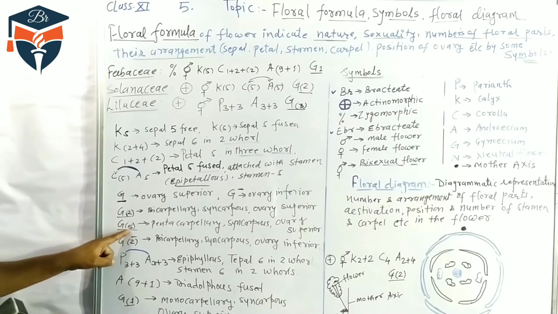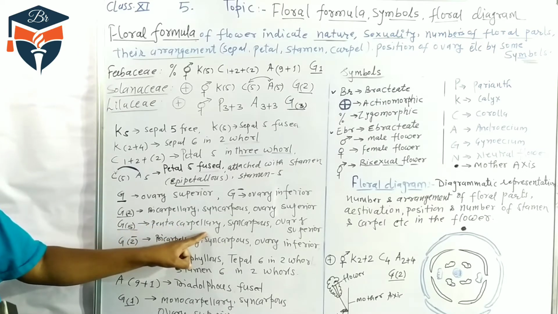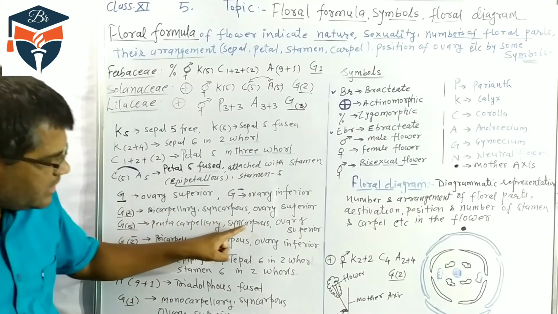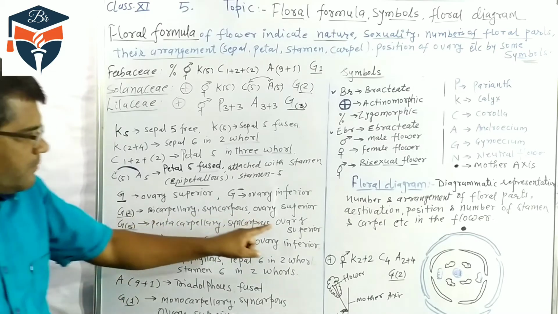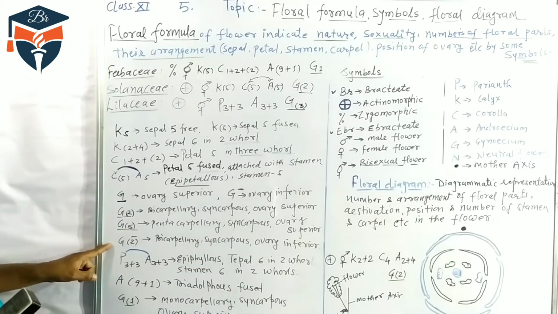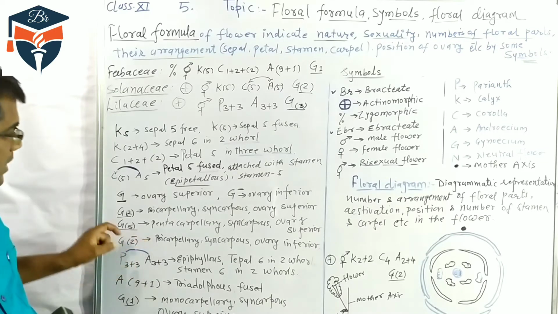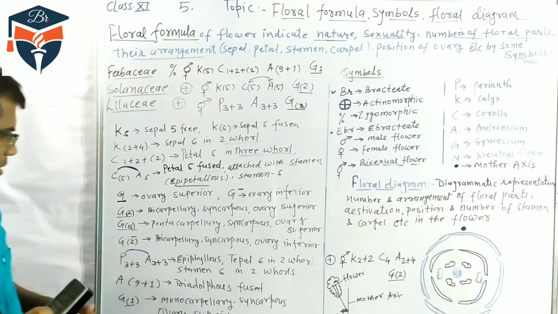If it is 5 in number, so carpels are 5, it means pentacarpellary. Inside the bracket, syncarpous and ovary superior. Similarly here, bicarpellary, syncarpous, ovary inferior. This is ovary inferior.